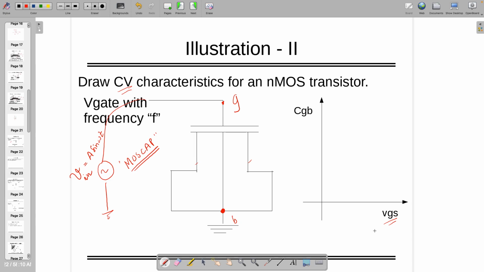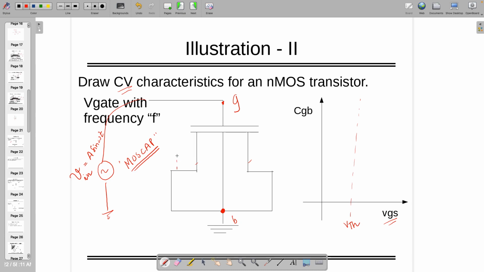Then make the plot. Even if you have not studied it, with the knowledge I gave you, it will be easy to plot the CGB versus VGS. As you are increasing VGS, how does it look? If VGS is less than the threshold voltage, what's going to happen? Note that in this case, you need to take care of overlap capacitances also.